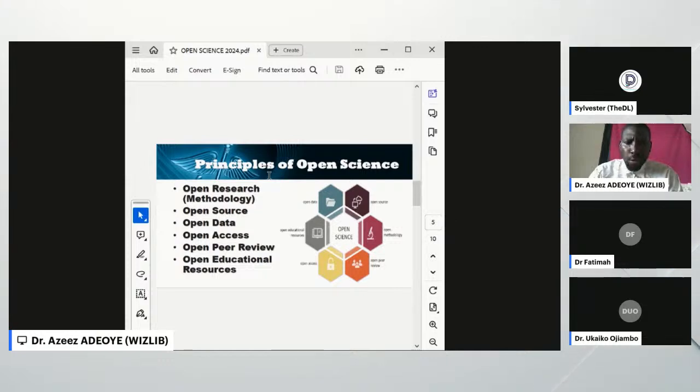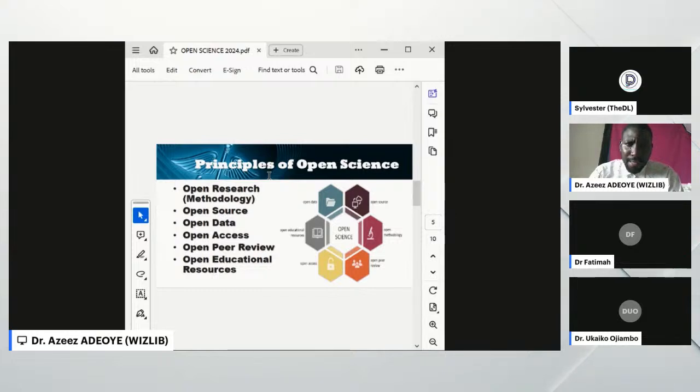We also have open access. Open access to electronic databases like EBSCO, like Ilari, like Research4Life, like JSTOR, like all these databases that we use. We are advocating that they should be accessible without paying for them. And we are going to see the reason as we continue in this presentation.